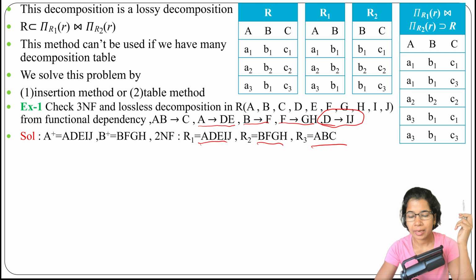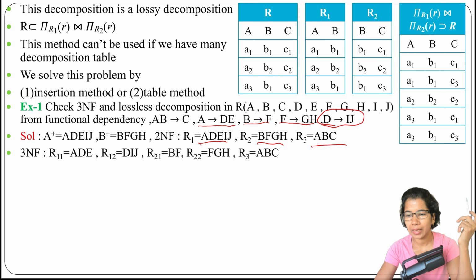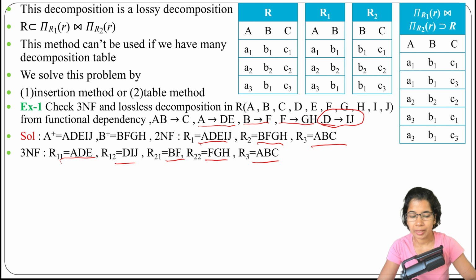Now we'll remove the transitive dependency from R1, R2. R3 will be the same, ABC. R1 will decompose into two tables, one is ADE, another is DIJ. R2 will decompose into two tables, BF and FGH. So ADE, DIJ, BF, FGH. R3 will be the same. In 2NF there were three relations. In 3NF there are five relations. We decompose R1 and R2 into two relations each.